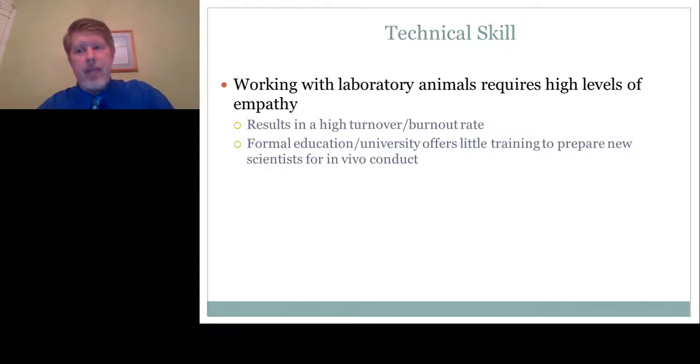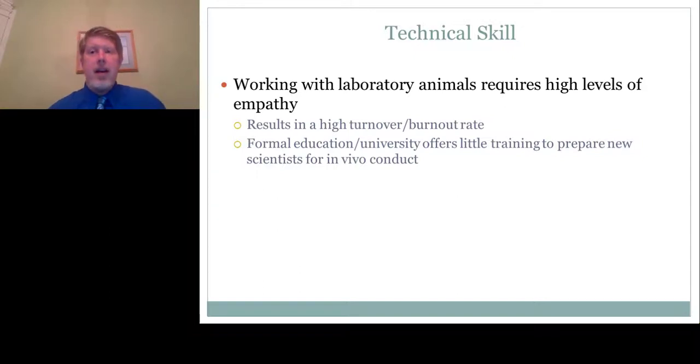And there's another thing. Just as there is, if you will, the welfare of the lab animals that we have to be cognizant of, the people working with those lab animals have to have a high degree of empathy. You have to want to take proper care of these animals to be successful in this field. But the downside of that is you tend to lose technical skill because there is a high turnover rate. There is a high burnout rate. It is hard emotional work.